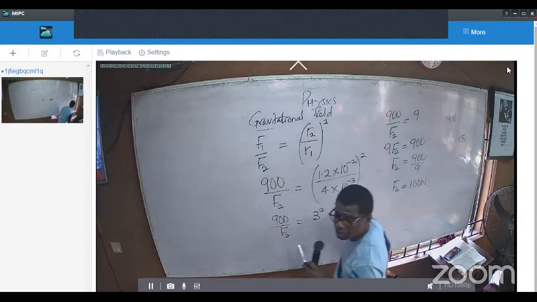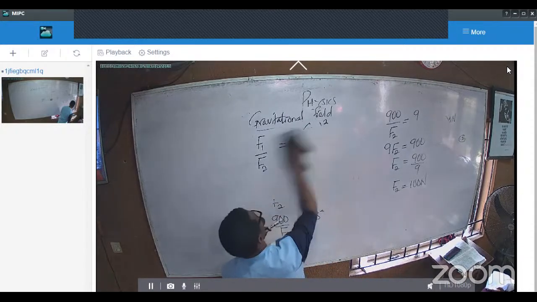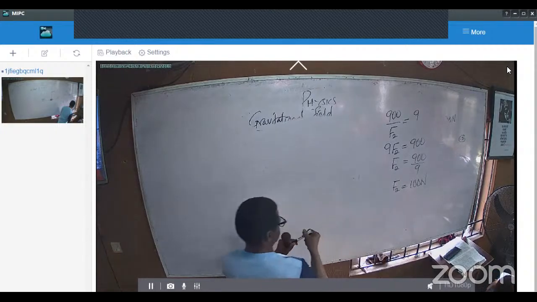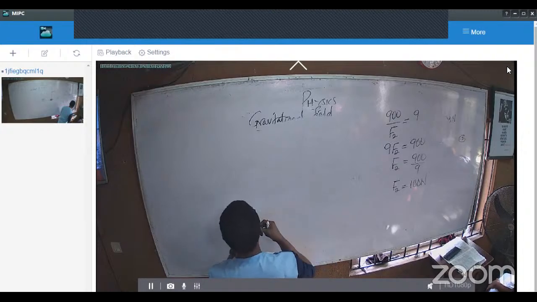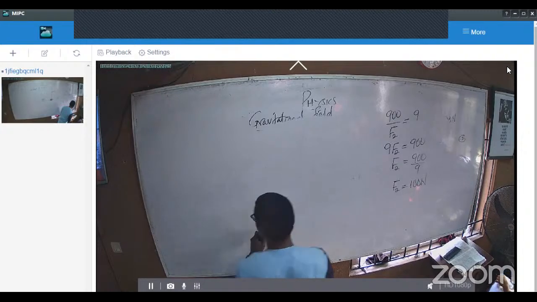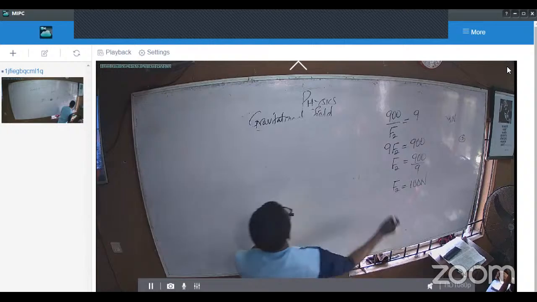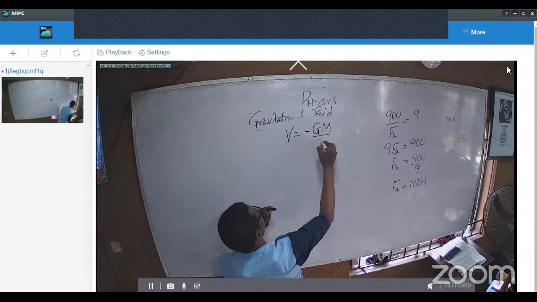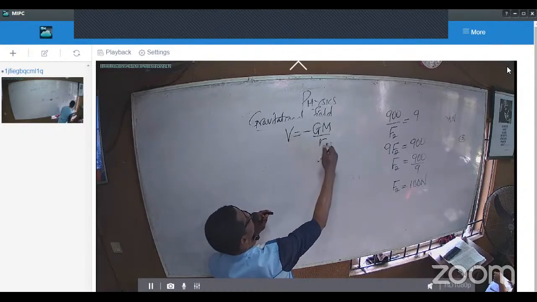Now, if you don't understand a question, just use what they call the elimination method. What's remember 1? See the formula I gave you today. V is minus GM over what? Is there anything R squared here? It's not even proportional. This is inverse. So remember 1 is wrong.